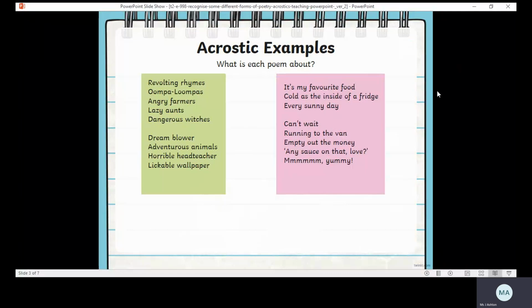It's my favourite food, cold as the inside of a fridge, every sunny day. Can't wait, running to the van, empty out the money. Any sauce on that, love? Yummy. Okay, what could that be describing? Have a think. So in the green one, I've got a clue there.